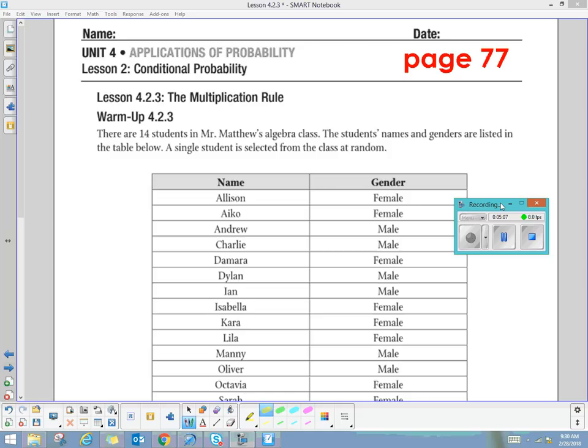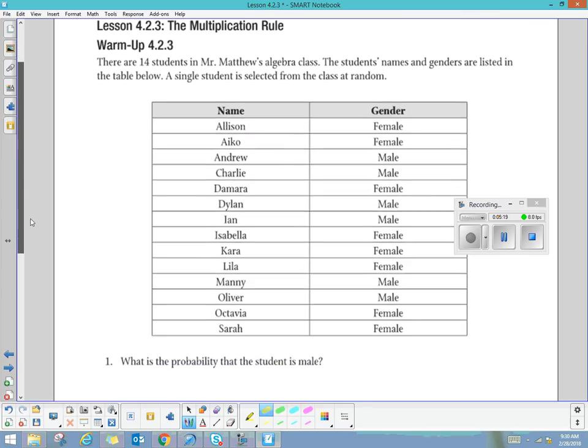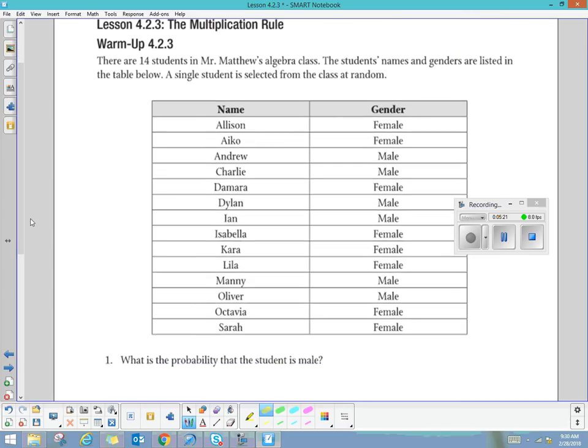All right, so on page 77 is another warm-up. This warm-up is from the workbook. Go ahead, take a few seconds, locate the chart on page 77, try to understand it. And if you read the different questions below the table, you are actually simply doing some simple probability.